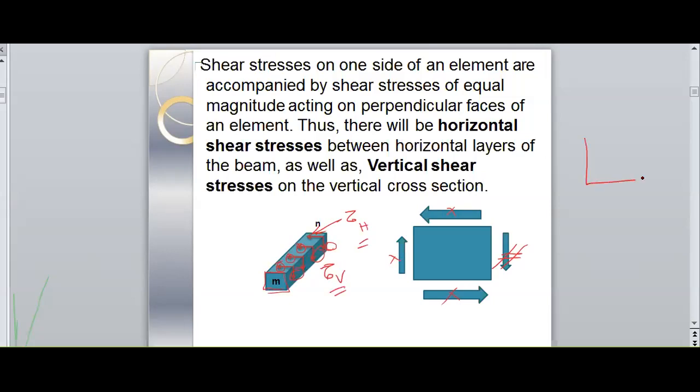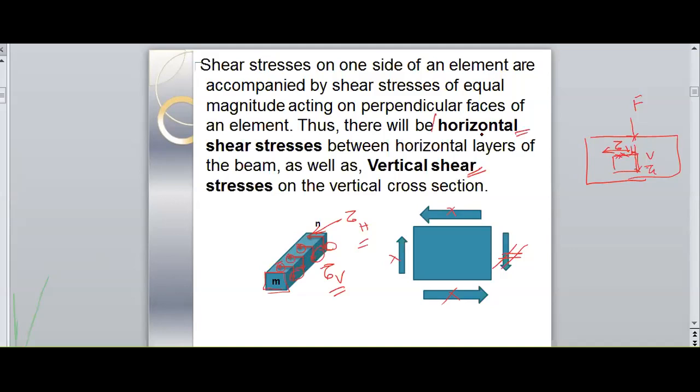So if I consider a beam whose length is like this, and I am applying the force in this direction, due to this force, a shear force will be developed in the component like this. This is vertical shear stress, and another shear stress will also be developed here. A horizontal shear stress will be developed on this face. So we'll have vertical shear stress as well as horizontal shear stress.